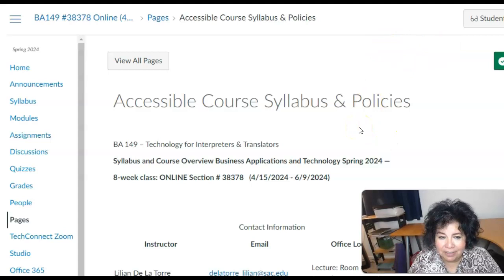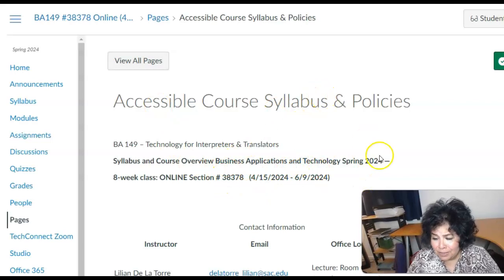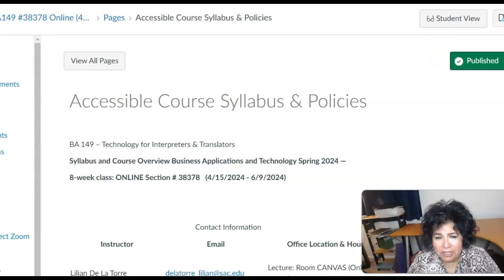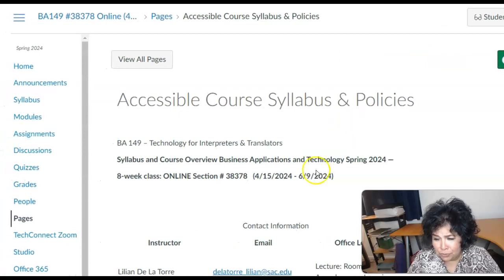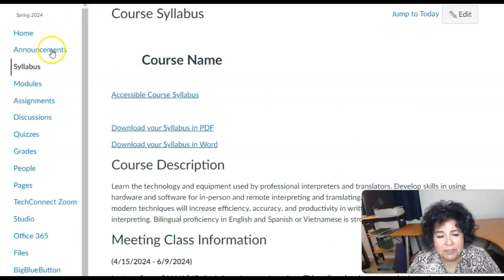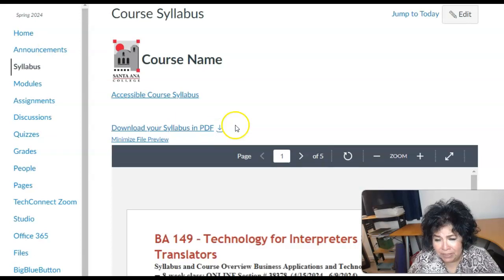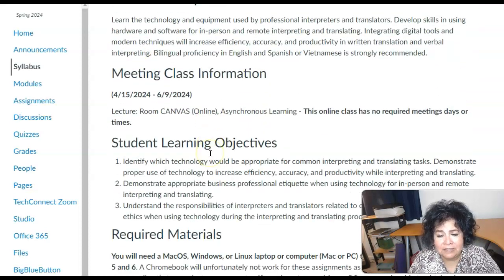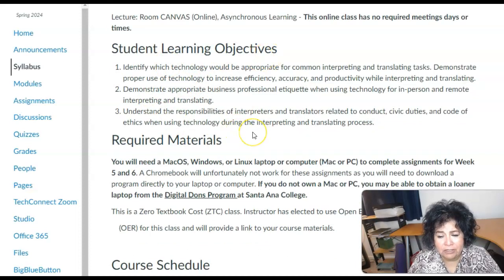Right now I'm looking at the professor's view. I don't have the student view because the course is not open yet. So I'm just showing you the professor view. But if you go in your student view, you would click here where it says immersive reader, and then it would start, it would be read to you. So I'm going to go back to the syllabus page. Here you can download it in PDF, or you can download it here in Word, whatever you prefer. But I highly recommend that you have your version with you so you could go over the syllabus, our class meetings. I already talked about the learning objectives.